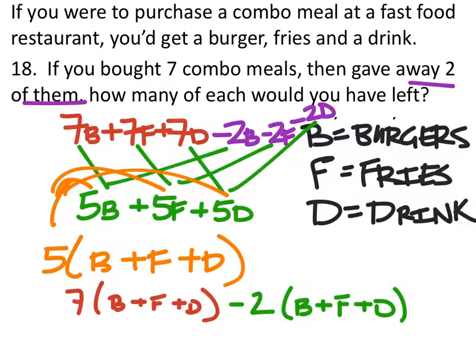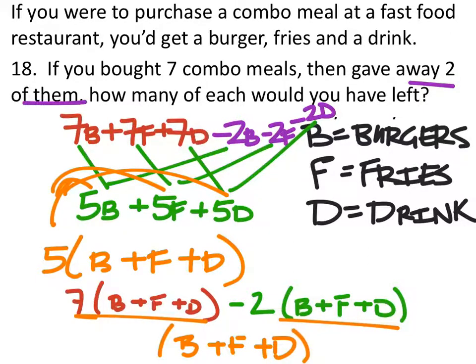Now, what this means is that you got 2 like terms because you got BFDs. That's not a curse word, right? So you got burgers, fries, and drinks on this one. But you got 7 of them minus 2 of them, so that's 5 of them, right? And again, that's kind of the same thing we have from the factoring right there.